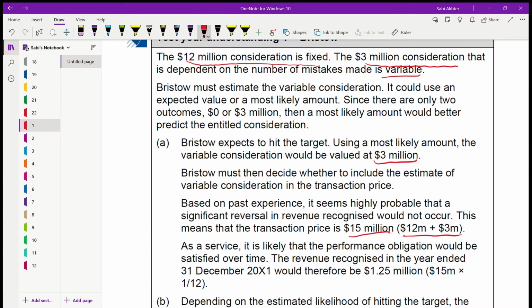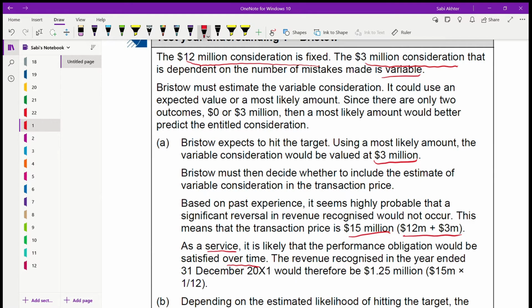As a service, it is likely that the performance obligation would be satisfied over time. Look at the word, it's a service, it's not a good. So services are mostly satisfied over time. So the revenue will be recognized over time. So you just have to take 1 month. Okay, so this will be divided over 12.